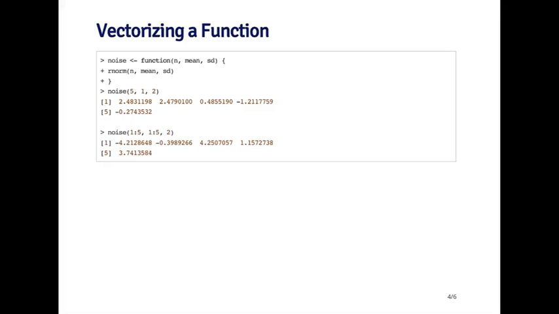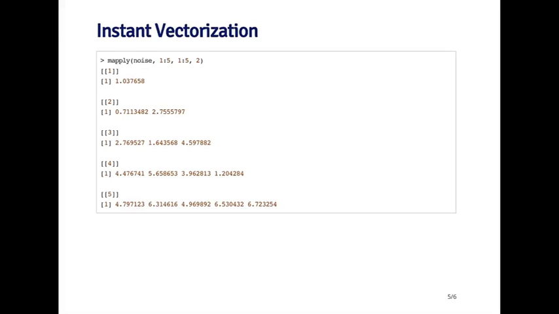However, this function doesn't work correctly if I pass it a vector of arguments. Now what's happening is I get a vector of 5 when I pass it 1 through 5 and 1 through 5. But really what I want to happen is to have one random normal with mean 1, 2 random normals with mean 2, 3 random normals with mean 3, etc., and then 5 random normals with mean 5. That's what I get when I use the mapply function to vectorize this noise function. I give it 3 sets of arguments: 1 through 5, 1 through 5, and then 2.